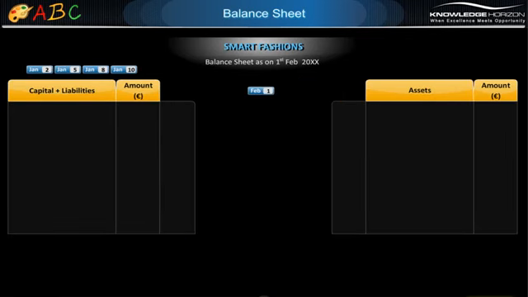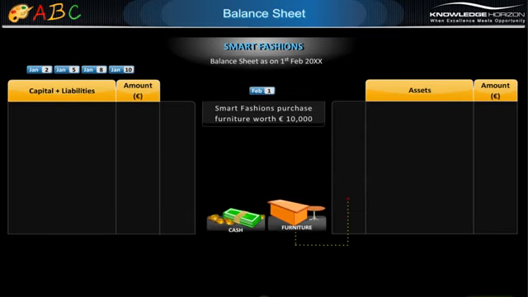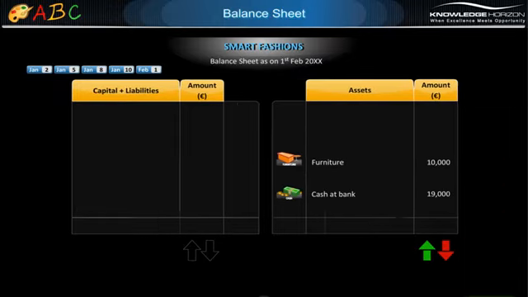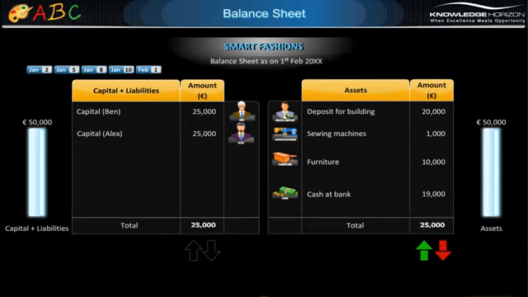On 1st February, Smart Fashions purchases furniture worth €10,000. The furniture purchase increases the total assets. The reduction in cash at the bank decreases the total assets. Both sides of the balance sheet still total €50,000.